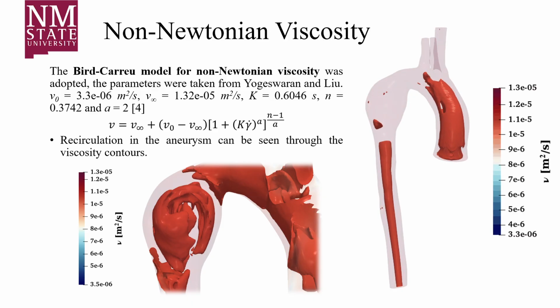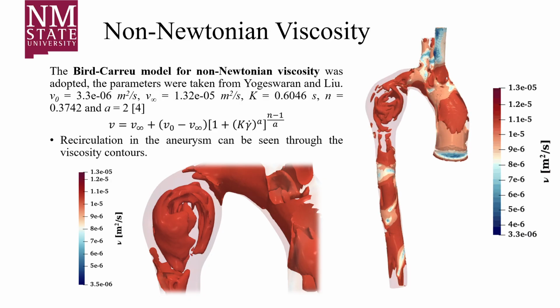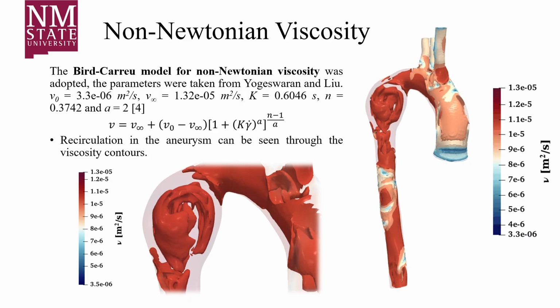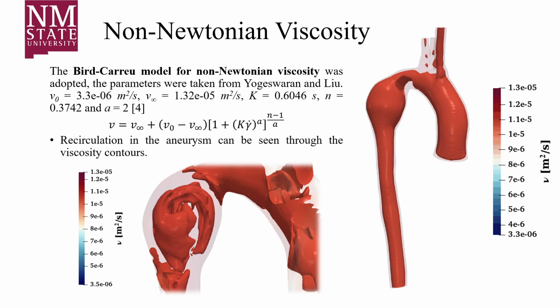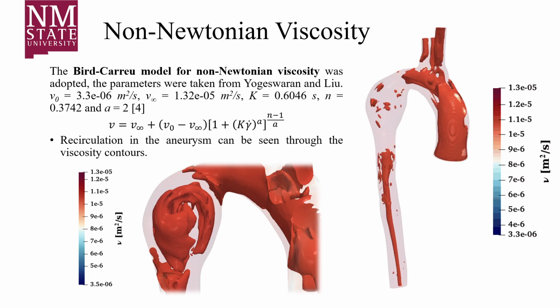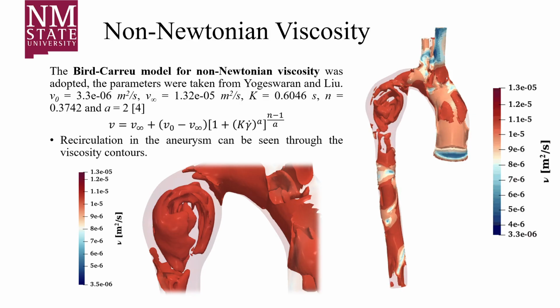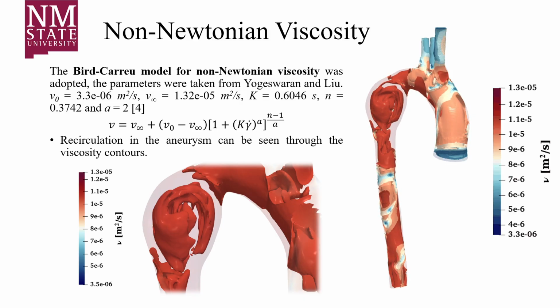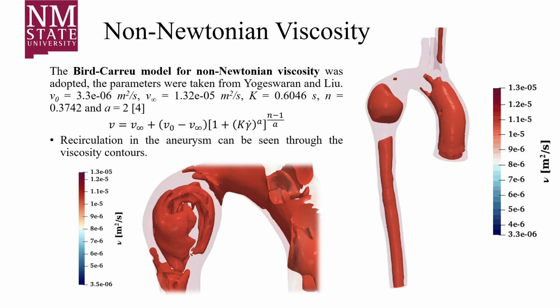Blood is arguably the most important non-Newtonian fluid. For this reason, selecting a good non-Newtonian model is necessary. I decided to use the Bird-Carreau model, as this is already implemented in OpenFOAM's library and is quite robust. The values for each coefficient were taken from Yogos-Goran and Liu, and by observing the viscosity contours, the recirculation caused by the aneurysm is apparent. A stagnation of blood flow is also observable and is most likely problematic for the patient, so being able to model its behavior accurately is very important. This recirculation is also shown in the velocity.